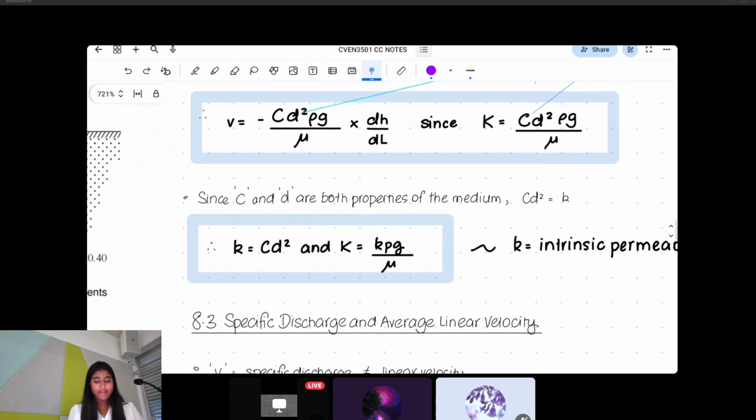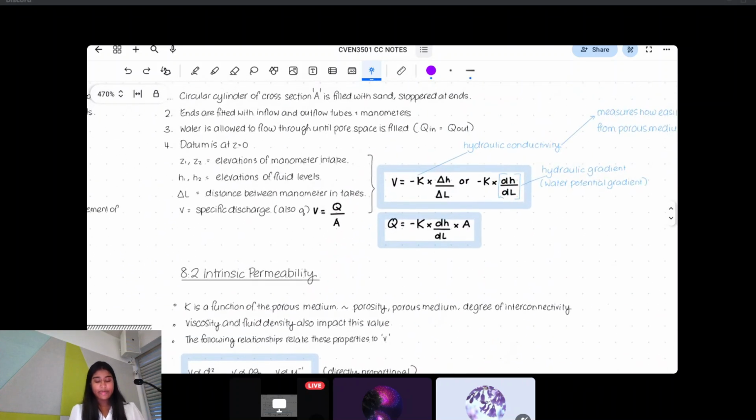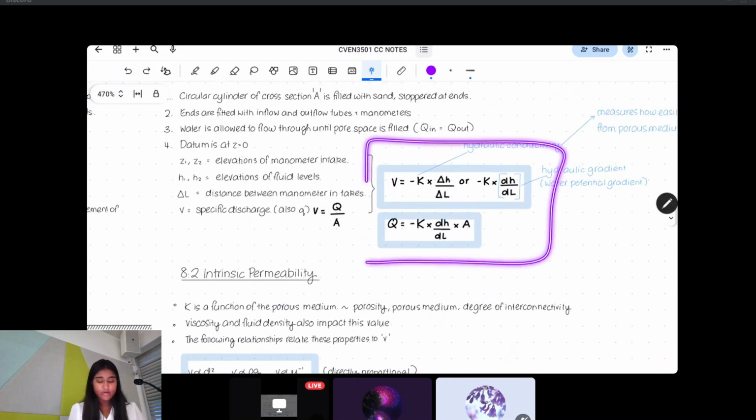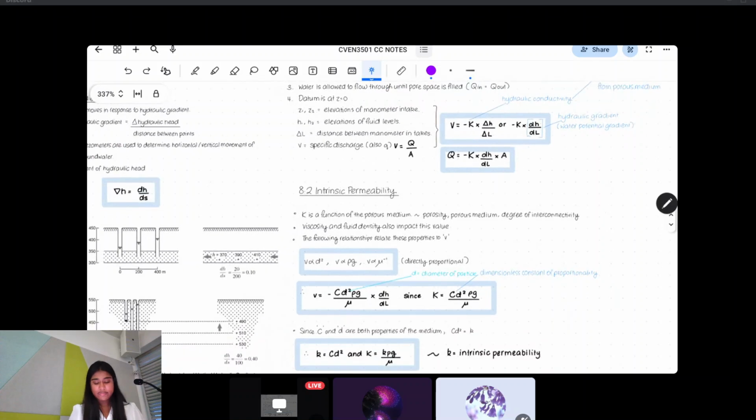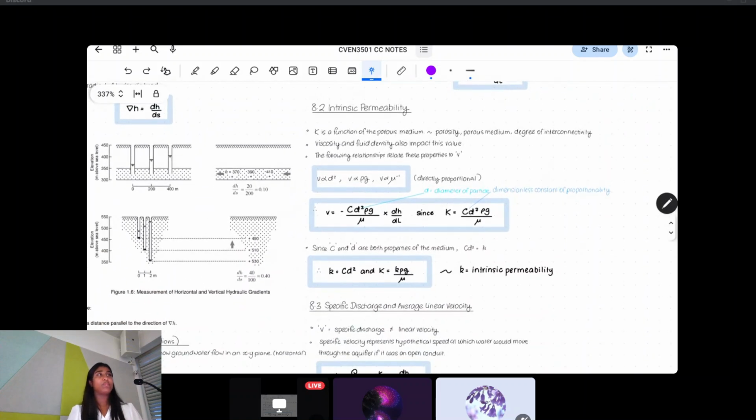Does anyone have any questions about Darcy's law or how Darcy's law can be simplified or the properties related to Darcy's law? Okay.